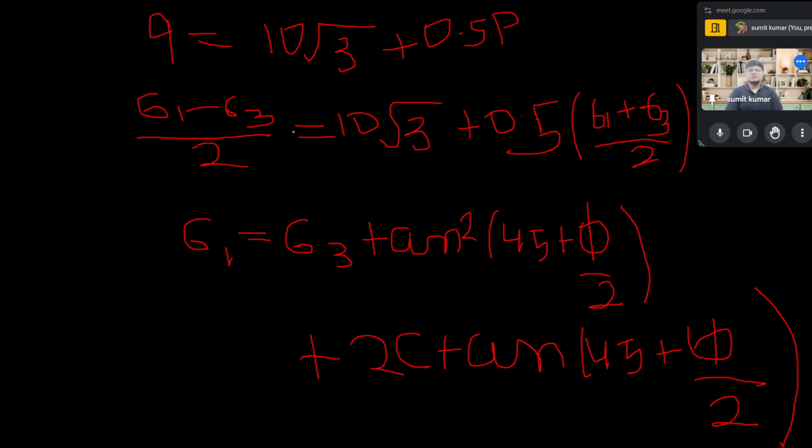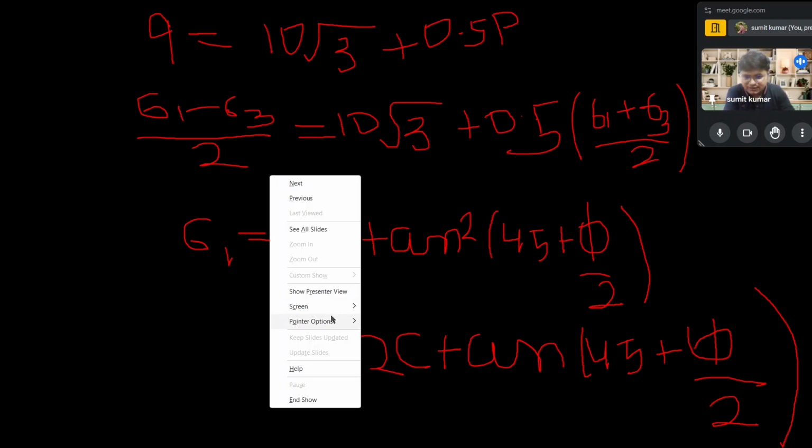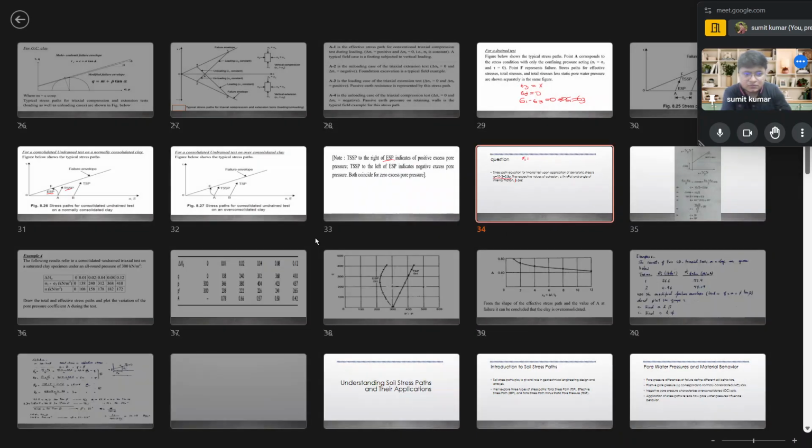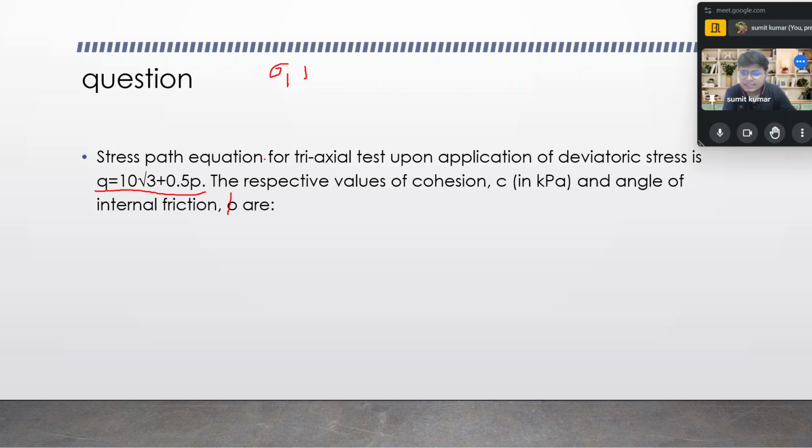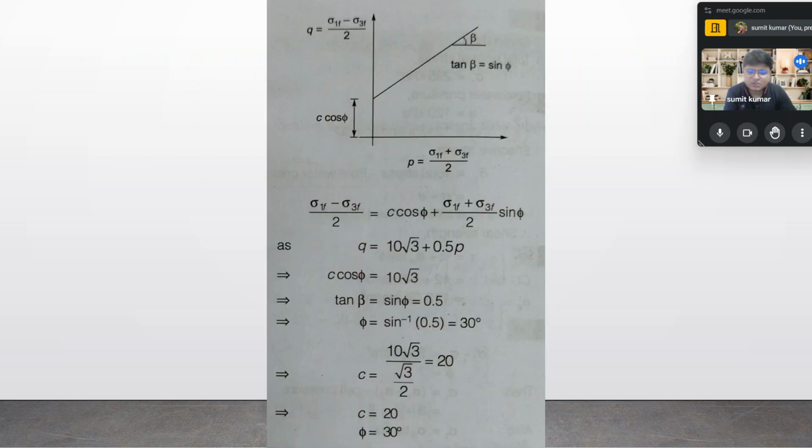Okay, so in some wrong question I have written over here, that's why I'm not getting the answer. q equal to 10 root 3 plus 0.5 p. So you can see over here when we solve in this fashion, we are able to get the value of c as 20 and phi as 30.